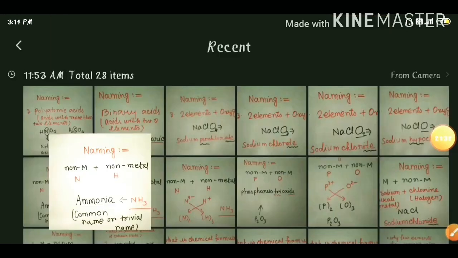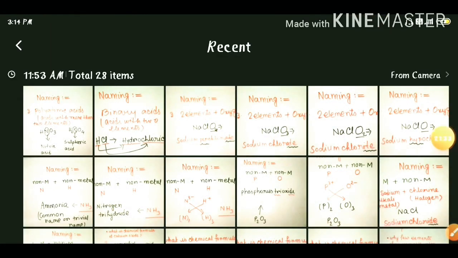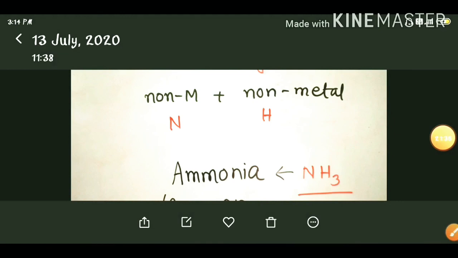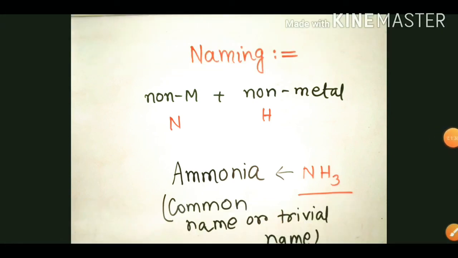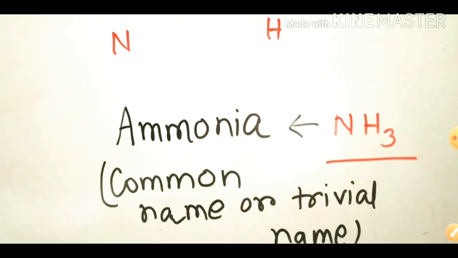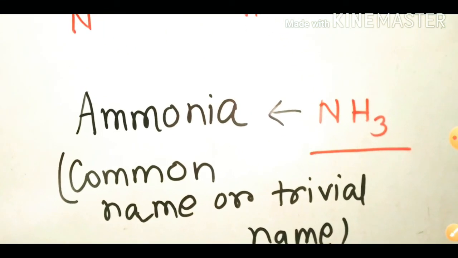we all know NH3. What? We all know NH3 as ammonia, which is its common name or trivial name, right? NH3 as ammonia. Okay. What is trivial name or common name? It is widely used. We don't use nitrogen trihydride. We always use ammonia. Remember this, okay?